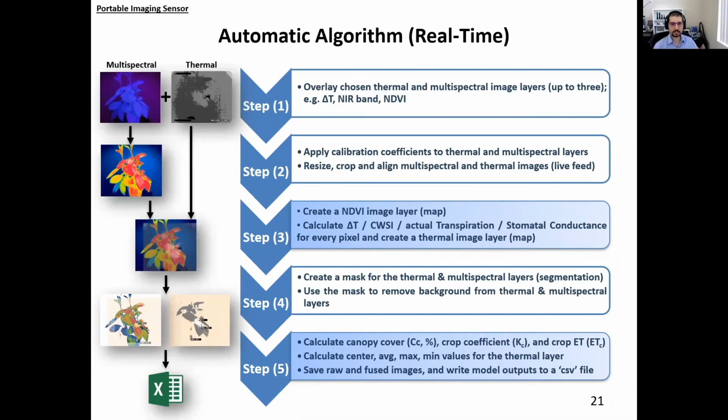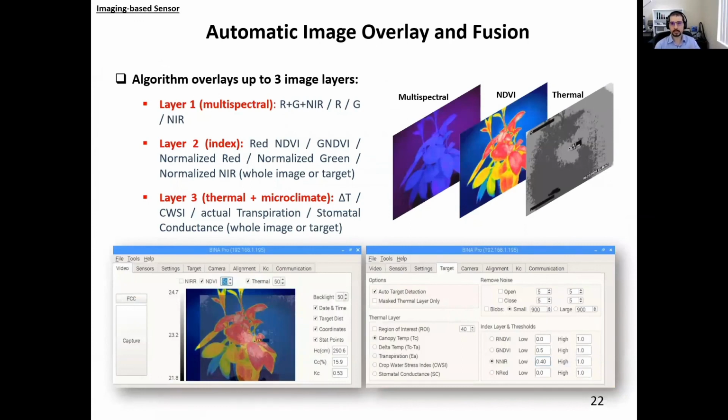And at the end, it calculates canopy cover, crop coefficient, and crop ET. It calculates center, average, maximum, and minimum values for the thermal layer. And as I said, it saves raw and fused images and writes model outputs to a CSV file. So let's get into more details and see how the algorithm works and how the software works.